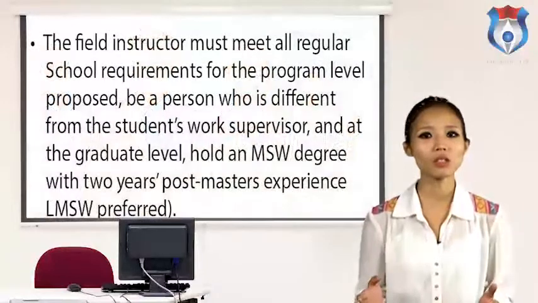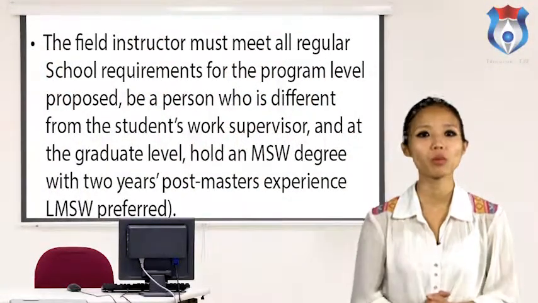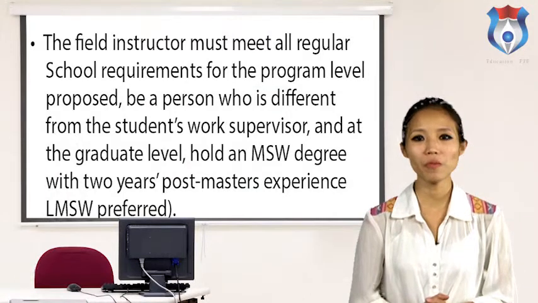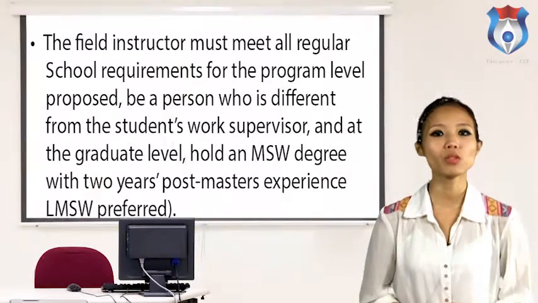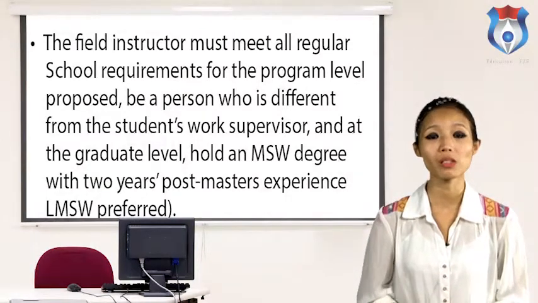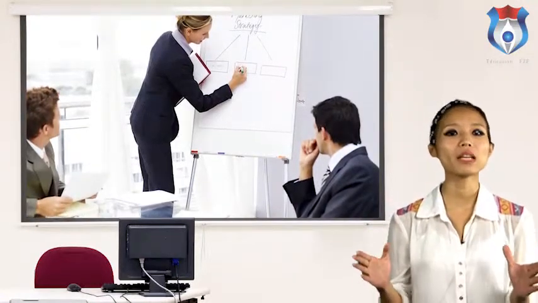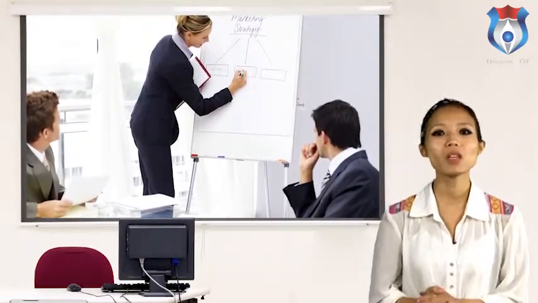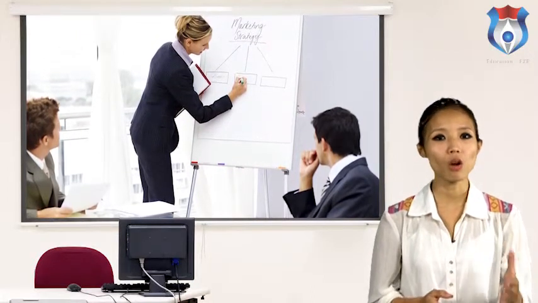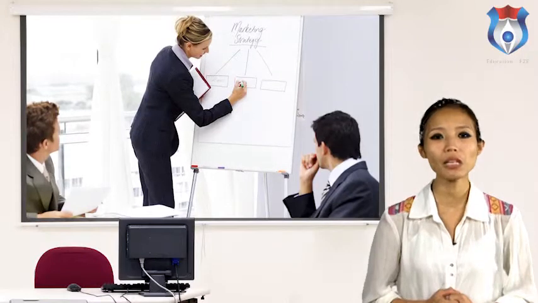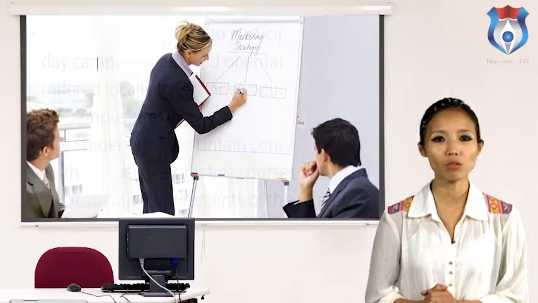The field instructor must meet all regular school requirements for the program level proposed, be a person who is different from the student's work supervisor, and at the graduate level hold an MSW degree with 2 years postmaster experience, LMSW preferred. Agencies selected for an employment-related field placement arrangement must meet the regular criteria for the program level proposed. Undergraduate or graduate must sign the school's affiliation agreement and agree to all curriculum and other requirements of the school.